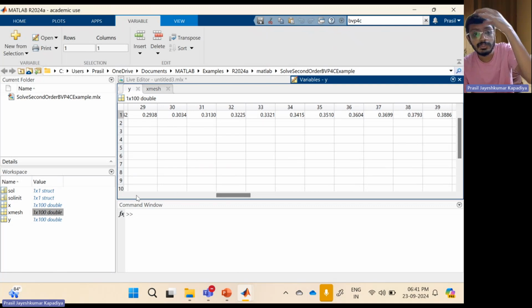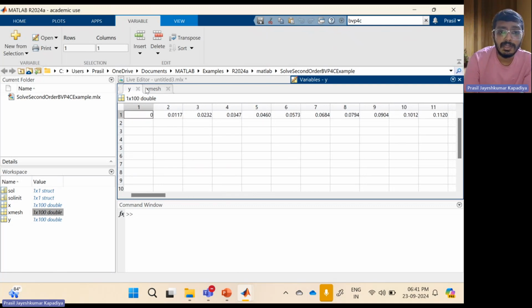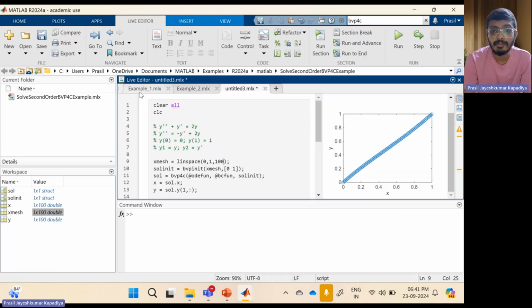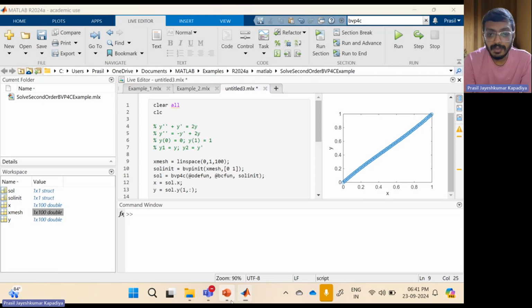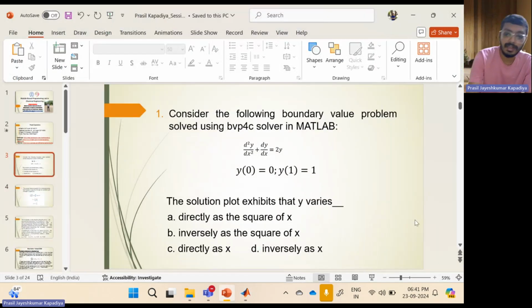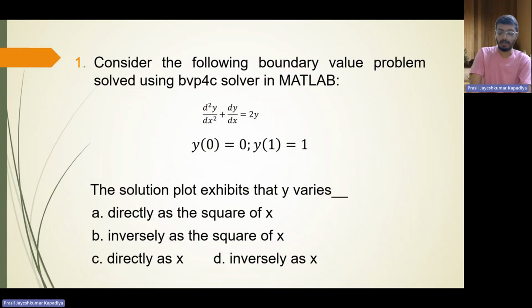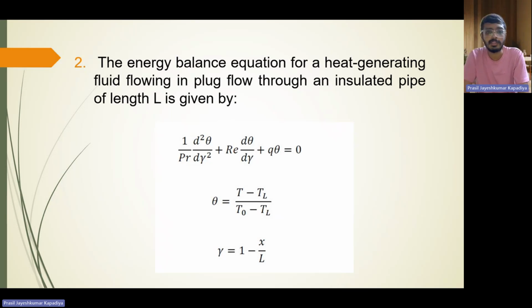So see, if you see this, x is equal to 0.0101, it is 0.0117. So it's not exactly as x. You can also see it's not a completely straight line, but it is directly varying with the value of x. So our correct answer will be option number C, directly as x. I hope this point is clear, where we have learned how to use the bvp4c solver. So let's take one more example.